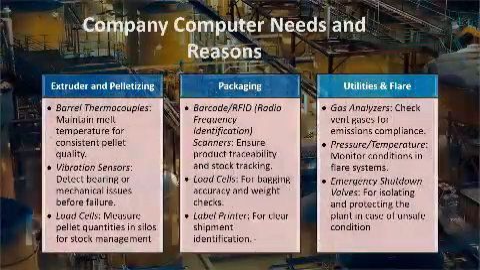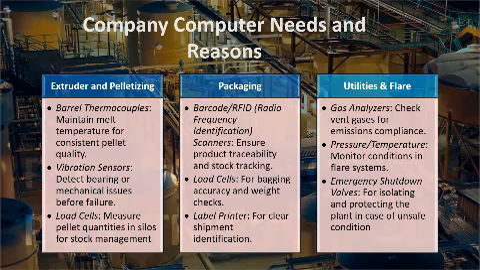In the pelletizing section, there should be various thermocouples, vibration sensors, and load cells. At the packaging section, there should be barcode and RFID scanners, load cells, and label printers for clear shipment identification.